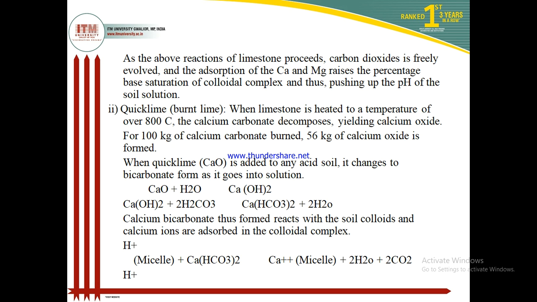When quicklime, calcium oxide, is added to any acid soil, it changes to bicarbonate form as it goes into solution. CaO plus H2O gives Ca(OH)2, and this Ca(OH)2 again reacts with carbonic acid and forms calcium bicarbonate plus H2O. Calcium bicarbonate thus reacts with the soil colloid, and calcium ions are adsorbed on the colloidal complex.